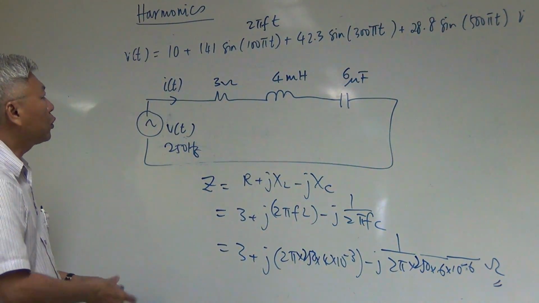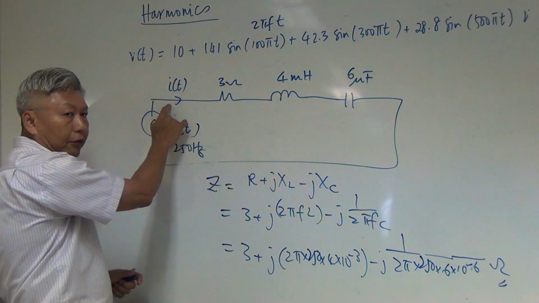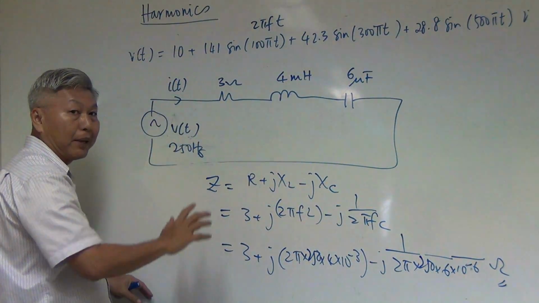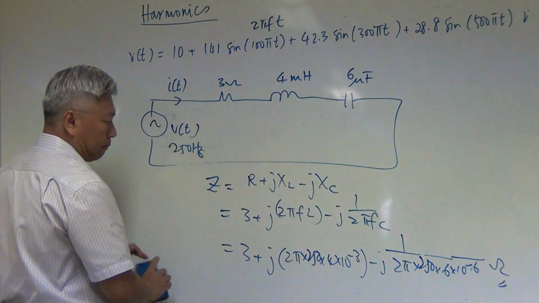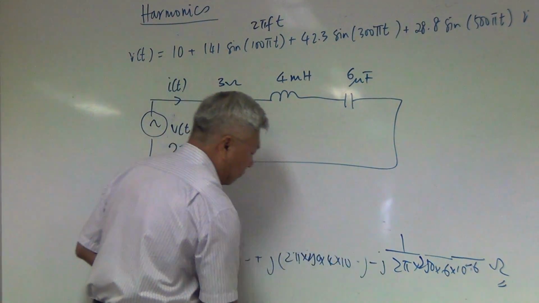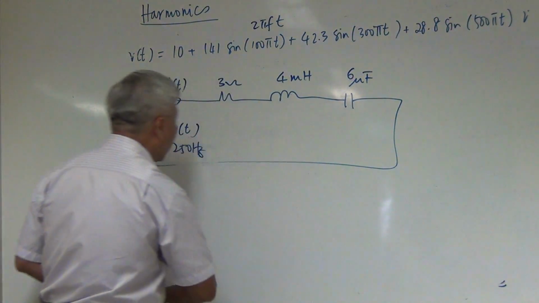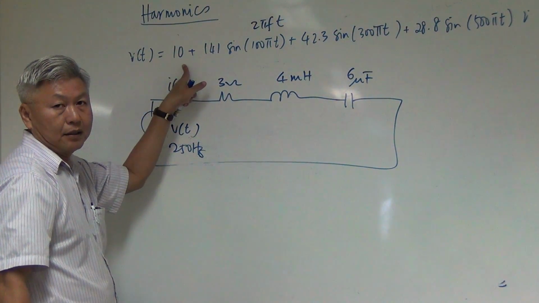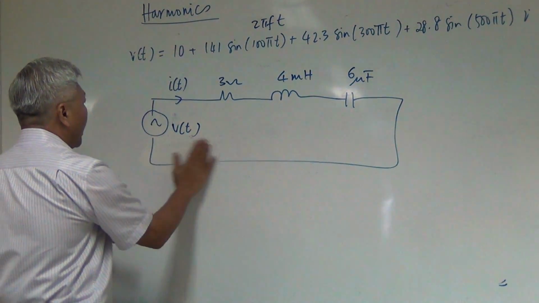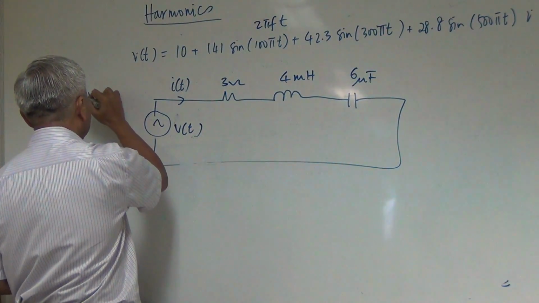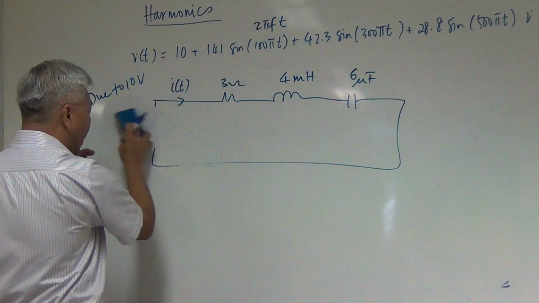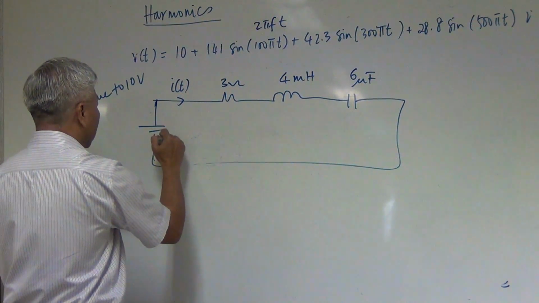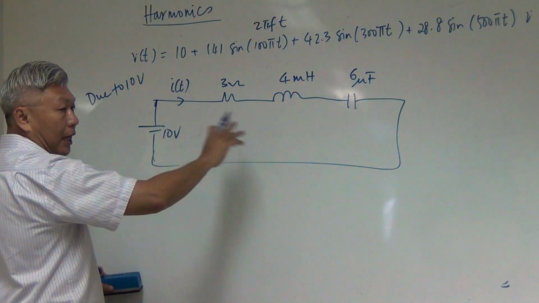Correct? So to do this question, to find the current, you actually have to do your mathematics a number of times, depending on how many components you are given. So start off with the DC first. 10 volts is DC. So when it's due to 10 volts, that means this is now a DC, right? This 10 volt DC. Okay, what is the current?